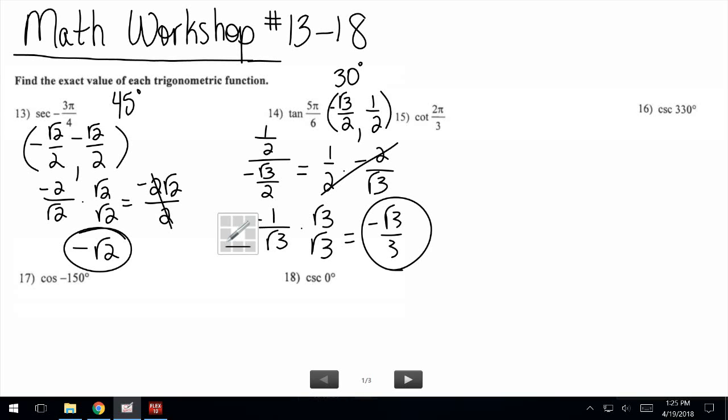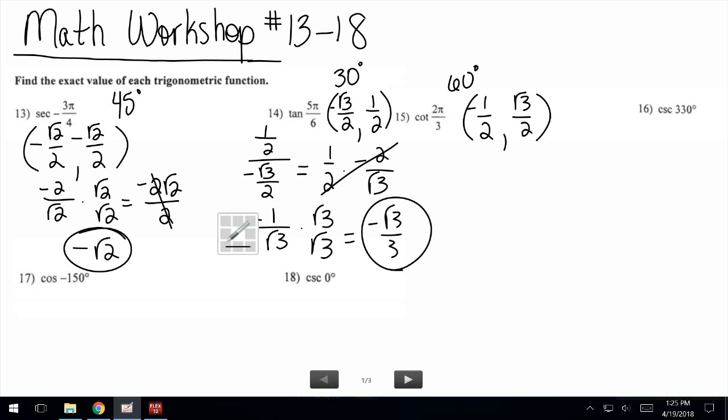15 is divided by 3. So what's your reference angle? 60. What's the coordinate for 60? One half. There you go. 2 divided by 3 is less than a full circle, or less than a full pi. X is negative because it's in the second quadrant.